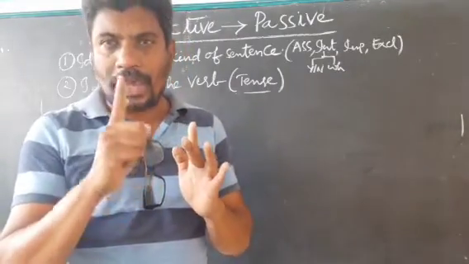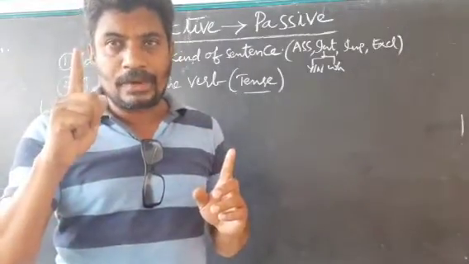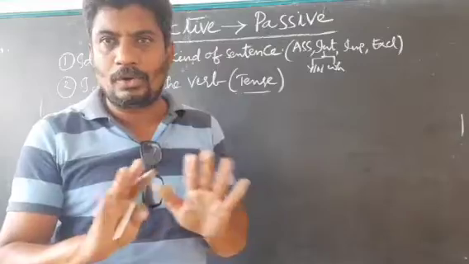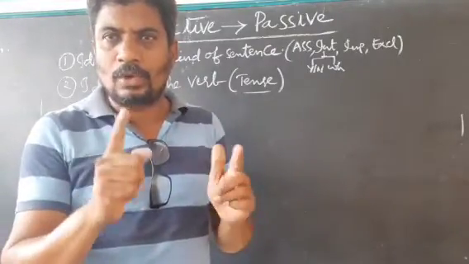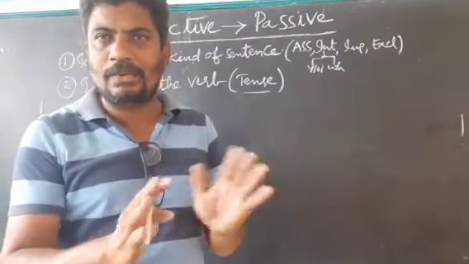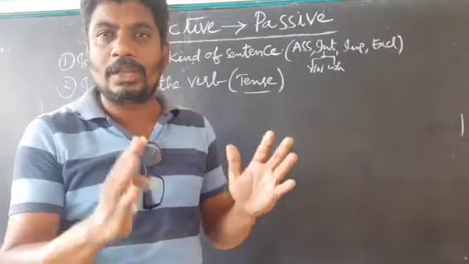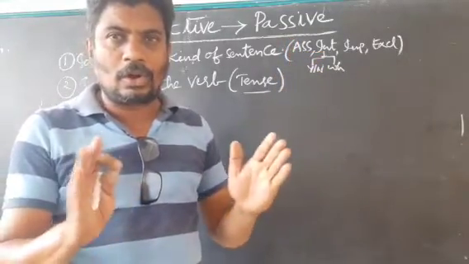Future continuous, only active form, there is no passive form, hence we don't learn it here. Present perfect continuous tense, only active form, no passive, in no way connected to this area. Past perfect continuous, only active form, no passive form. Future perfect continuous, only active form, no passive form. So they have got nothing to do with this topic. Got it? Only 8 tenses.